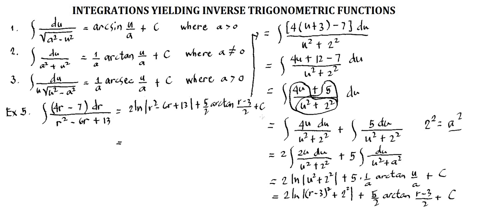So, this is now our answer. The integral of 4r minus 7 dr divided by r squared minus 6r plus 13 equals 2 ln of r squared minus 6r plus 13 plus 5 over 2 arctangent of r minus 3 divided by 2 plus c. So, that is our answer.